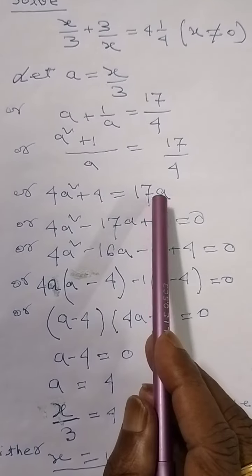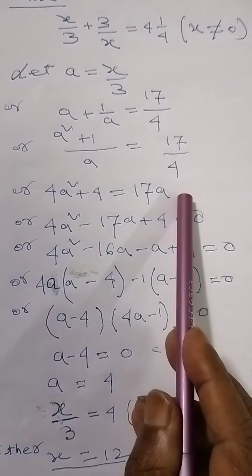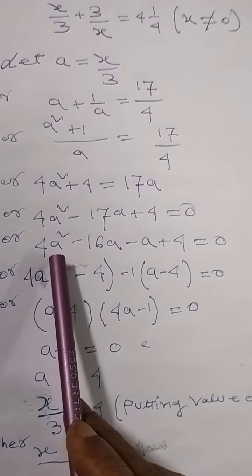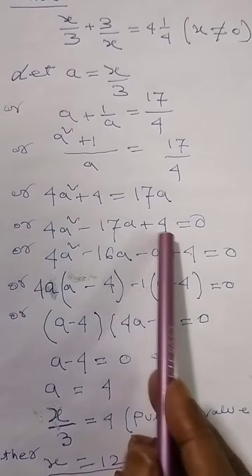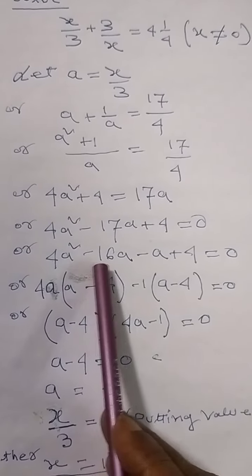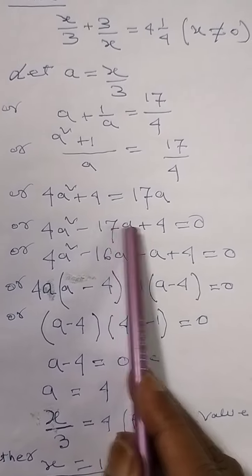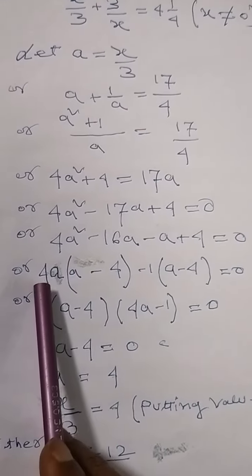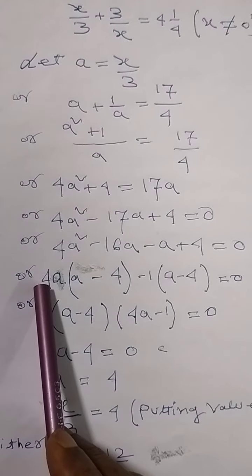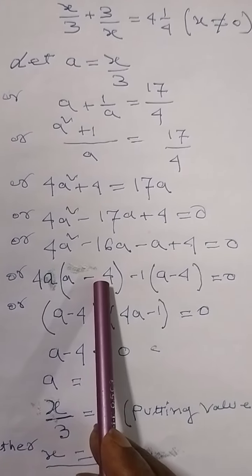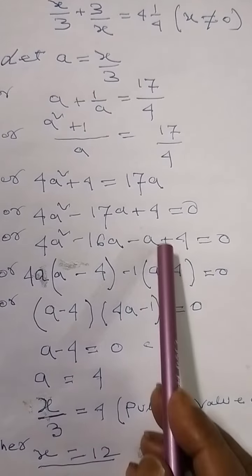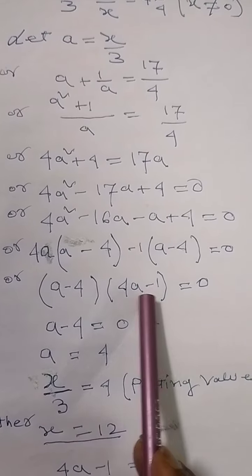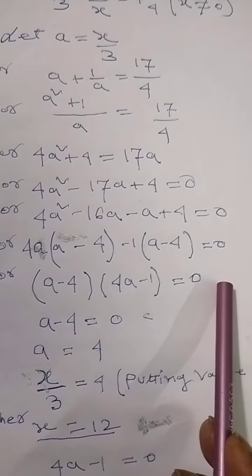4a square equal to 17a. Take here plus 4, other side is 0. 4a square minus 17a plus 4 equal to 0. Break into minus 16a minus a plus 4 equal to 0. Take common 4a, here is a minus 4, minus 1, a minus 4 equal to 0. A minus 4 into 4a minus 1 equal to 0.